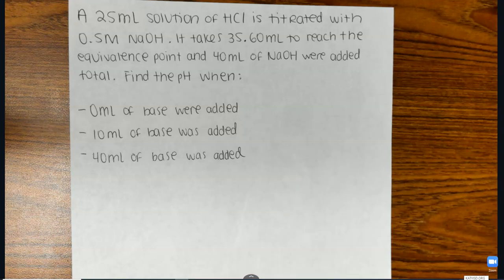Hi everyone, in this video I'm going to go over how to find the pH of a strong acid, strong base titration. And this is the example problem that we're going to work through. So the first thing you have to be able to do when you read these problems is identify what type of acid and what type of base that you have, because that drastically changes how you solve them.